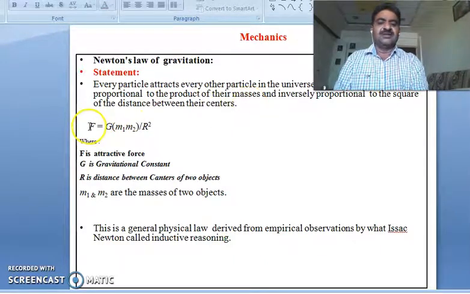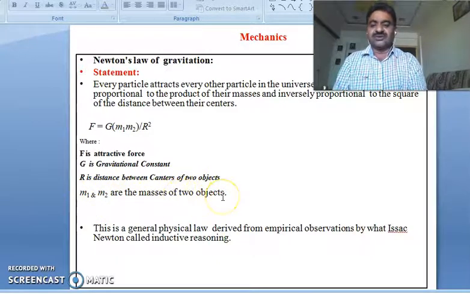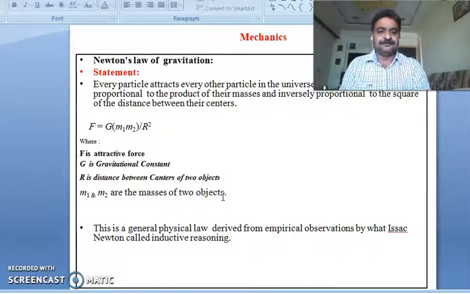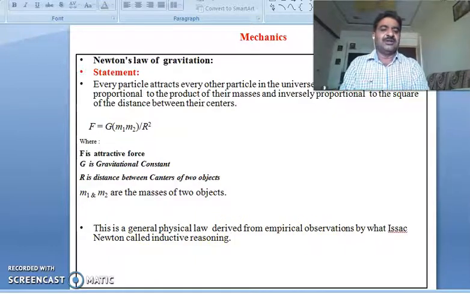So here it is given F is equal to G m1 m2 upon r square, where F is the attractive force. G is the gravitational constant, Newton's gravitational constant, universal constant. r is the distance between the centers of the two bodies, two objects. m1 and m2 are the masses of the two objects. Already we have seen in the previous slide. This is a general physical law derived from empirical observations by what Isaac Newton called inductive reasoning.